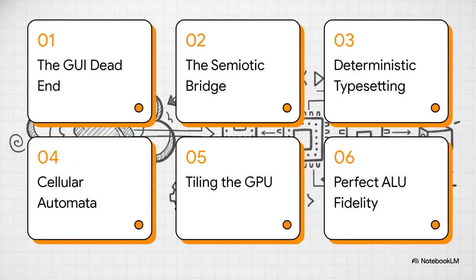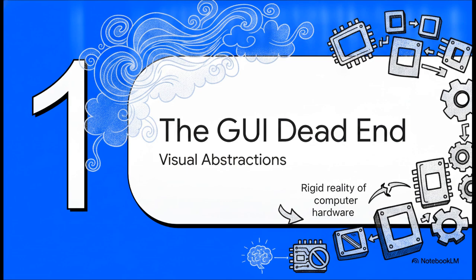So here's our roadmap for this descent. We'll trace the GUI dead end across the semiotic bridge through deterministic typesetting and cellular automata, and take it all the way down to tiling the modern GPU for perfect ALU fidelity. It's a very deliberate, structured macro-to-micro journey. Section 1. The GUI dead end.